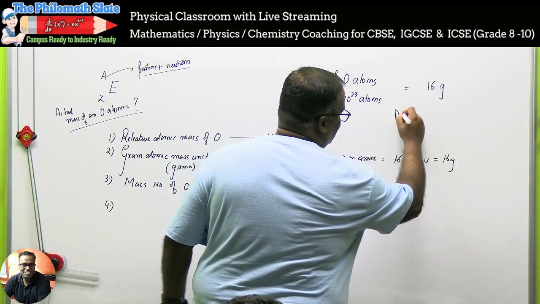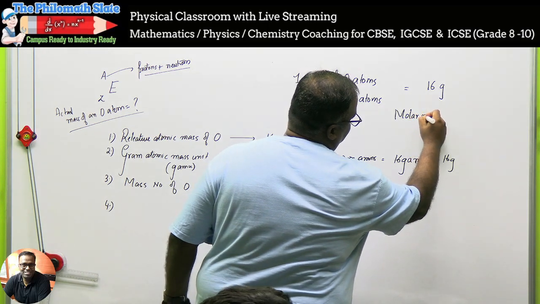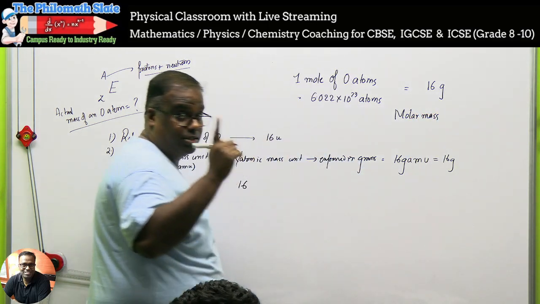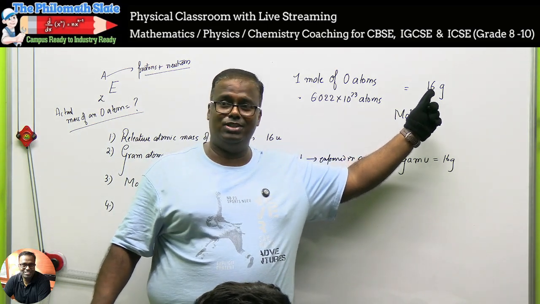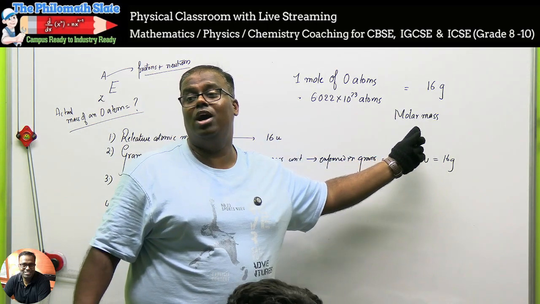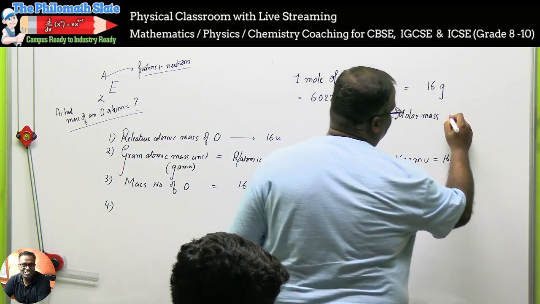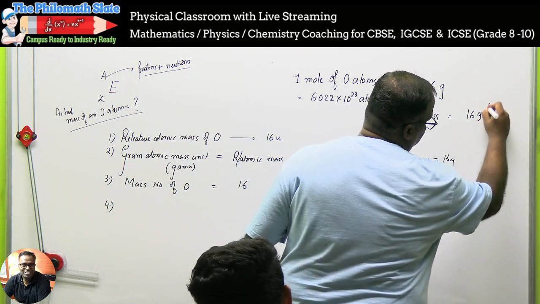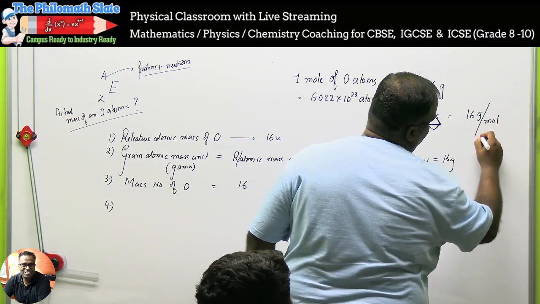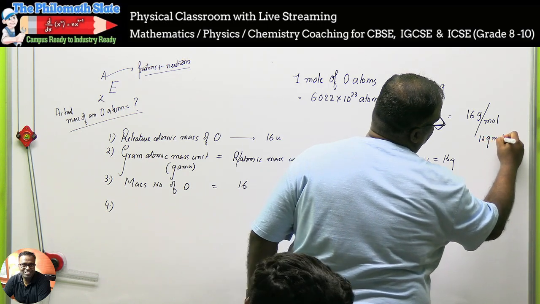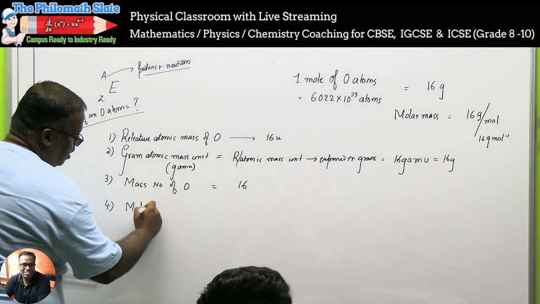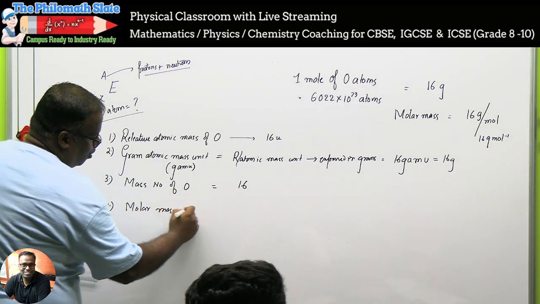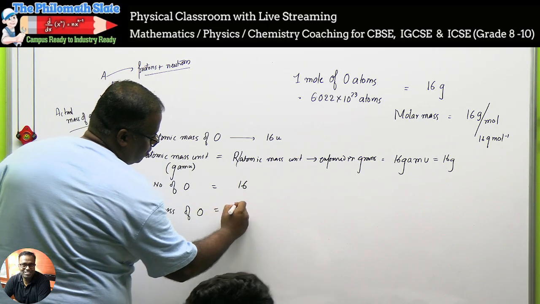This is called molar mass. Yes, Ratnadeep-wala, ilaichi-wala, actual grams. This is called molar mass. We say molar mass is 16 grams per mole, and we write it as 16 g mol minus 1. So the fourth one: the molar mass of oxygen is equal to 16 grams.